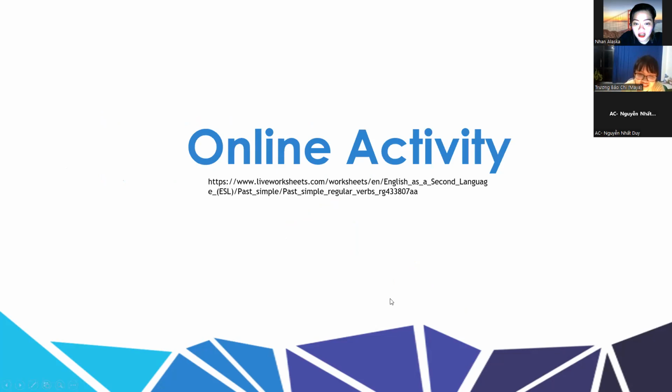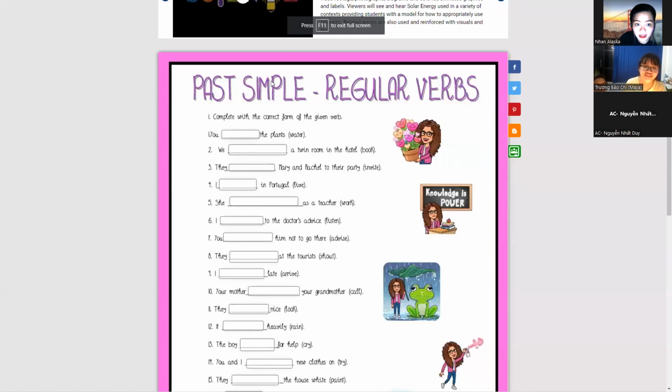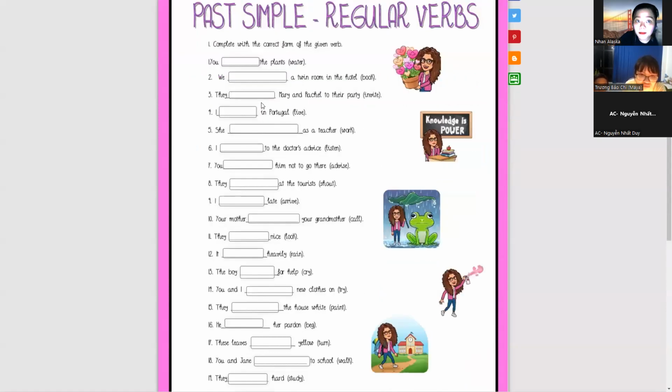Anyway, I prepared a simple activity online. This is very easy. What I want to check is your familiarity on how to pronounce them correctly. So, past simple regular verbs. Again, you were right a while ago. These are the verbs that already happened in the past. They are the simplest form of past simple because all you have to do is add D or ED to the end of the words.